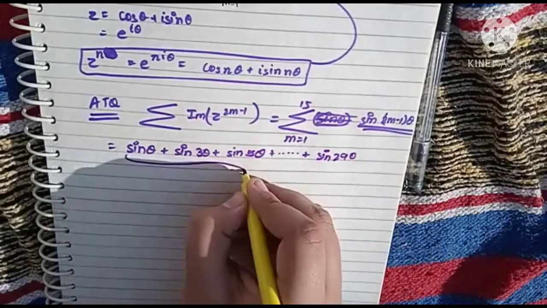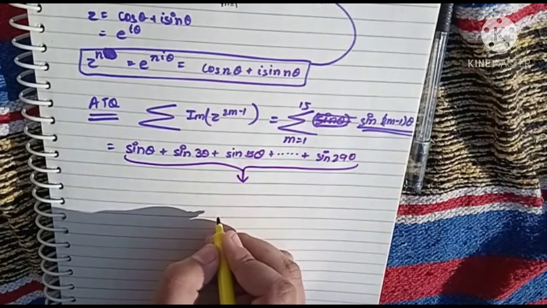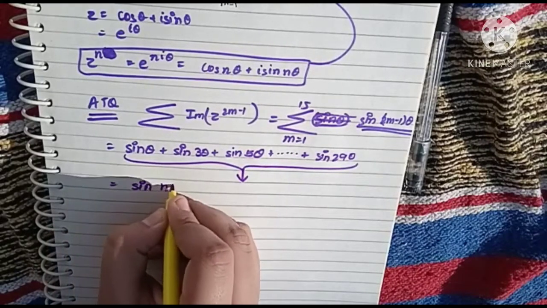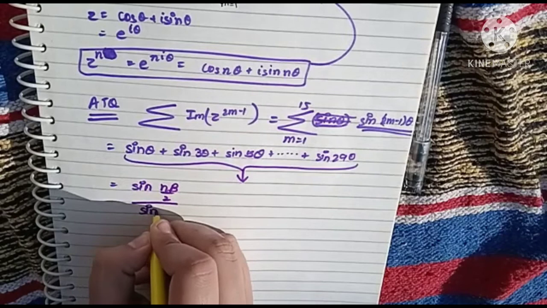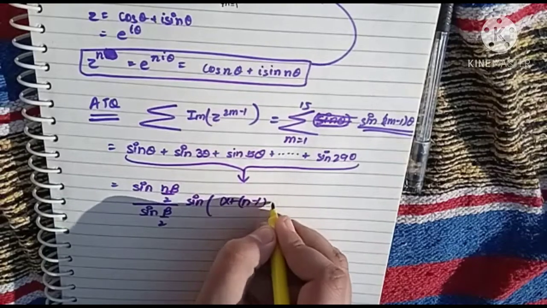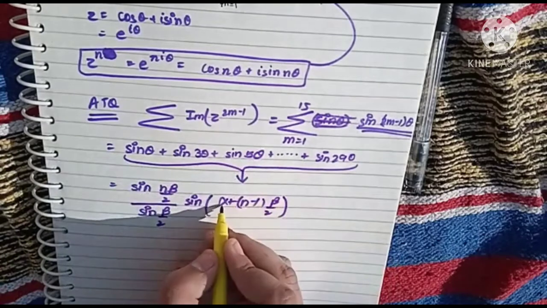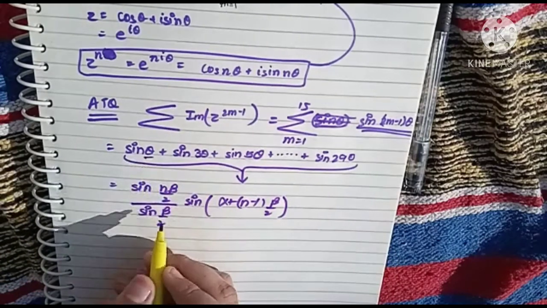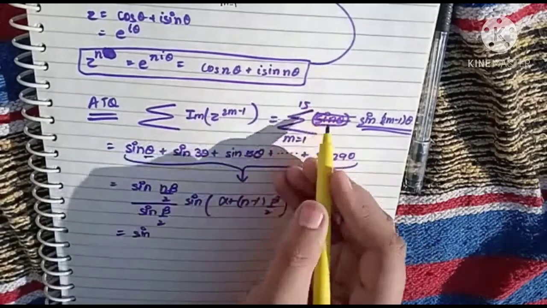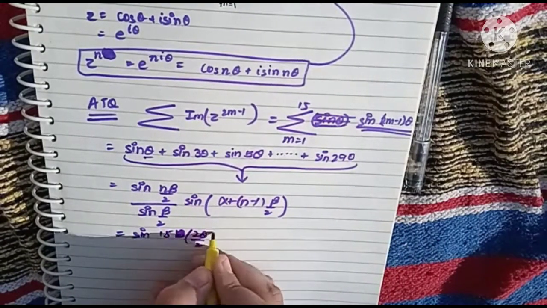So we actually know how to resolve this expression using the concept from trigonometric ratios and equations. This formula resolves to sine of n beta by 2 upon sine of beta by 2, into sine of alpha plus (n minus 1) beta by 2, where beta is the common difference, n is the number of terms, and alpha is the first term. So we can actually solve this. n is the number of terms, that is 15, and beta is 2 theta, the common difference.